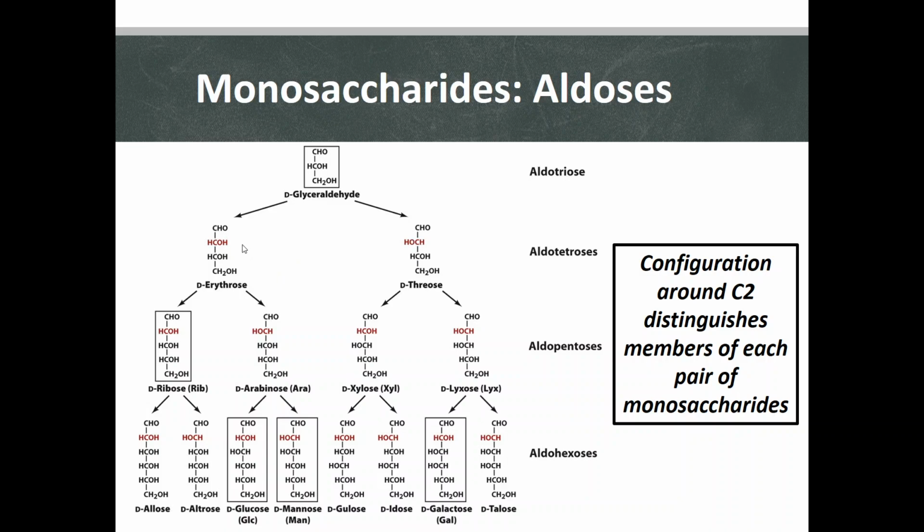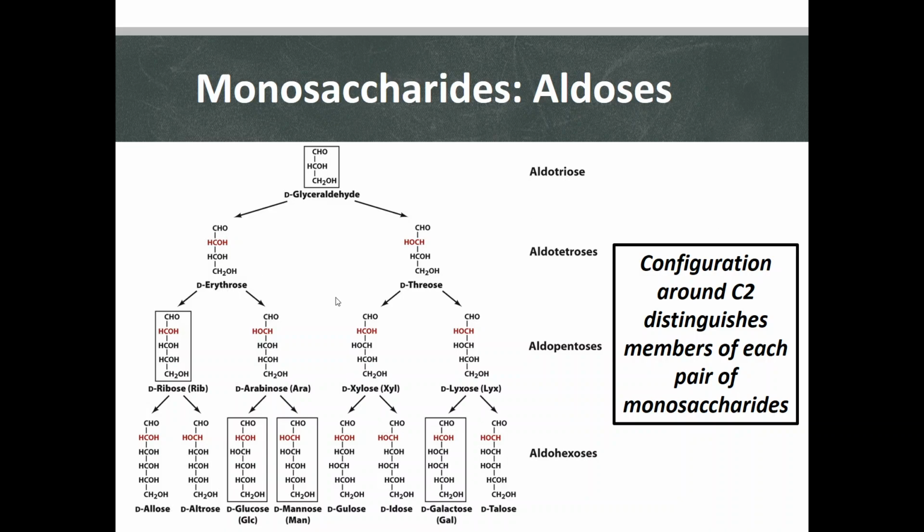If you look at this, you should see here that in the case of D-erythrose, your hydroxyl group is pointing to the right, so this carbon has the D configuration, whereas in D-threose, the hydroxyl group is pointing to the left. And so this carbon would be defined as having an L configuration. So at carbon 2, so carbon 1, carbon 2, 3, and 4, at carbon 2, that configuration distinguishes the members of each grouping of monosaccharides.